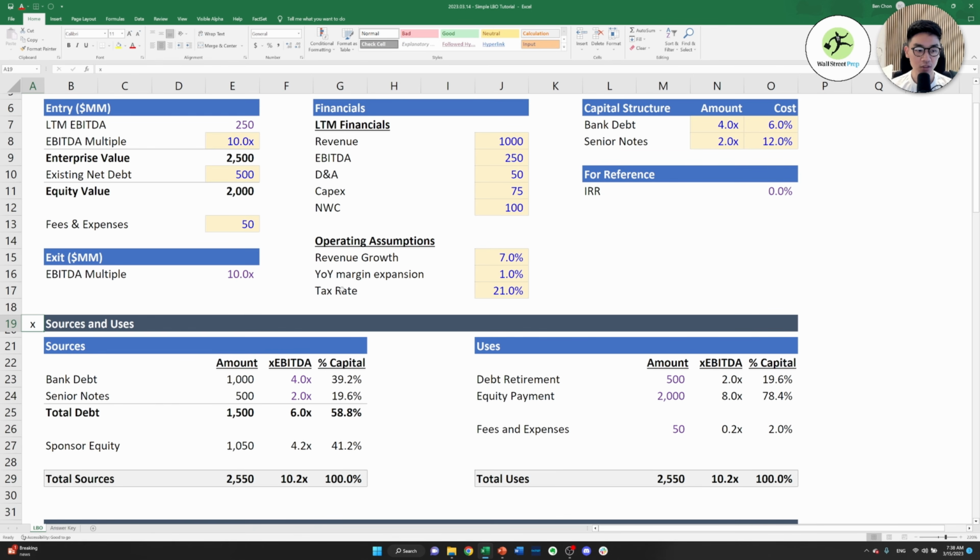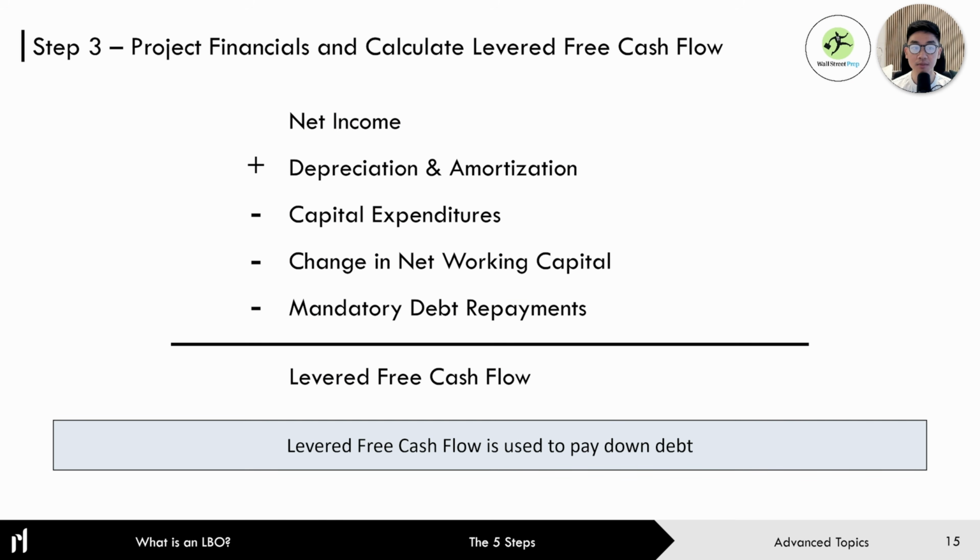And let's now move on to step 3. The next step involves projecting out your financials and ultimately calculating your levered free cash flow. And the formula for your levered free cash flow is your net income plus your depreciation and amortization minus your capital expenditures minus your change in net working capital, and then minus your mandatory debt repayments, which we're not going to actually include in this model, but I wanted to give you guys the full formula. And this gets you to your levered free cash flow, which is ultimately used in our next step, which is going to be to pay down debt. And so let's jump back into our Excel to see what all this looks like.